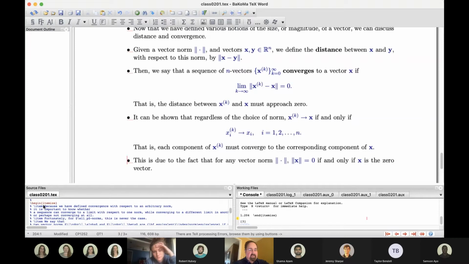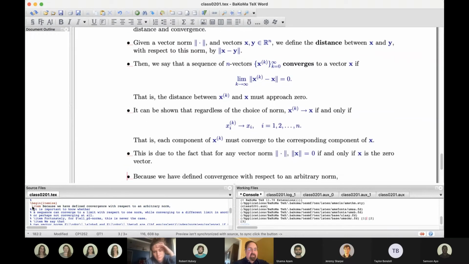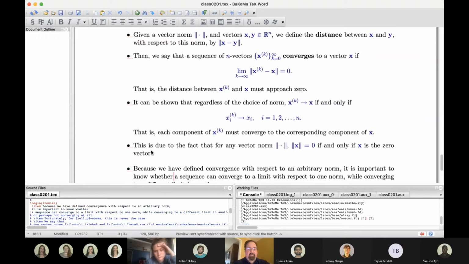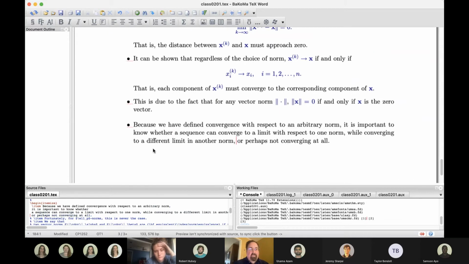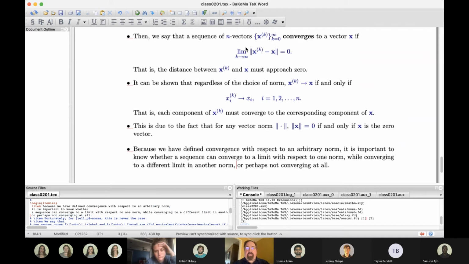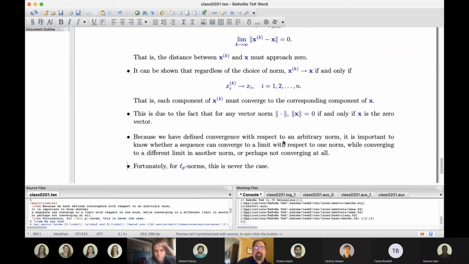Now, one of the nice things about norms and convergence: if we know that a sequence of vectors converges to a limit x in a particular norm, like the one norm, it's natural to ask, does it converge to x in other norms? Or what if it doesn't converge in some other norm? What if it converges to something else? Is that actually possible? Or could we have different convergence scenarios depending on what the norm is? Thankfully, the answer is essentially no, especially for p norms.